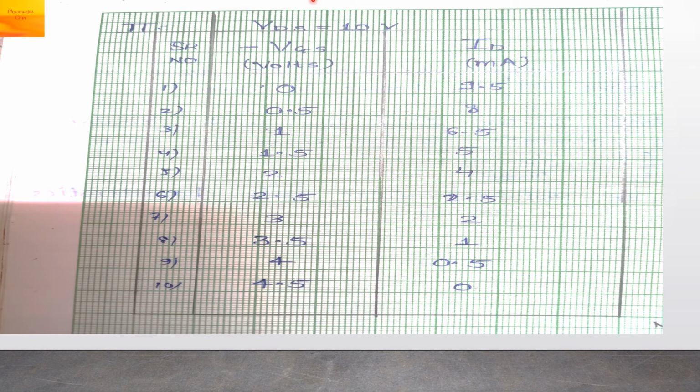So we get these readings. We have kept VDS equal to 10 volt. This is VGS. We are increasing it and noting down the corresponding drain current till it becomes 0.